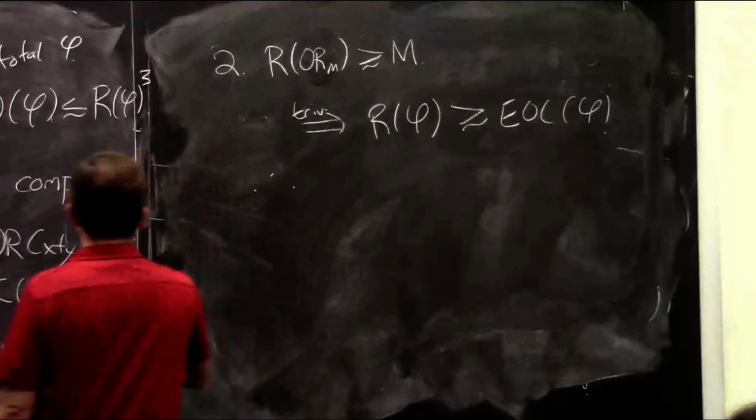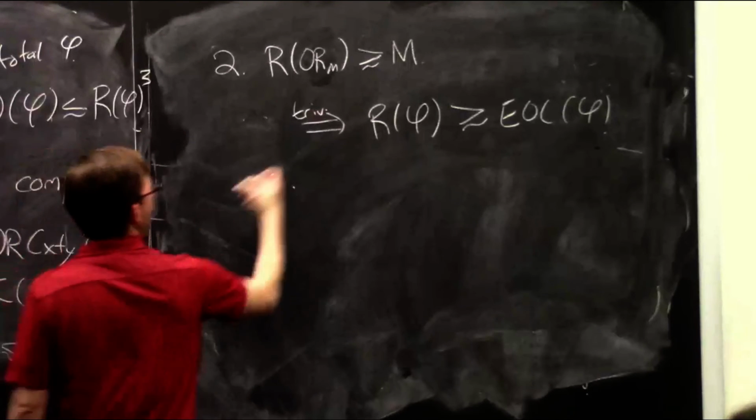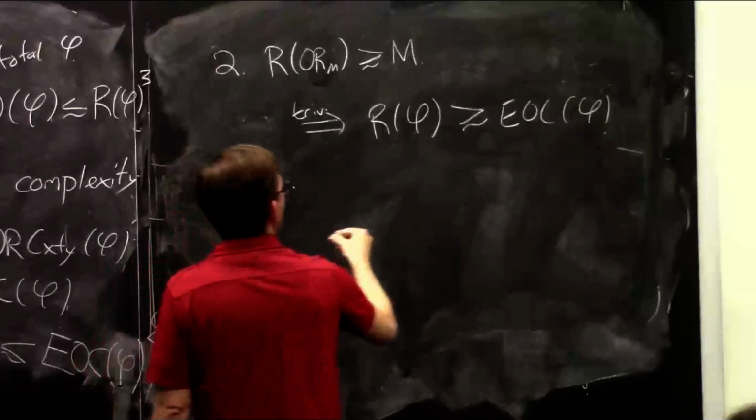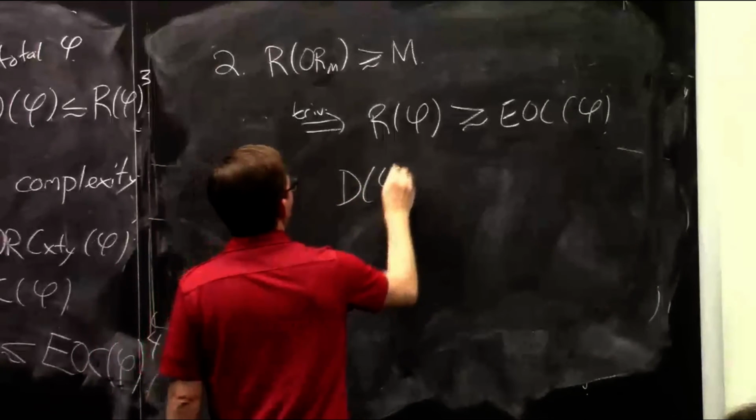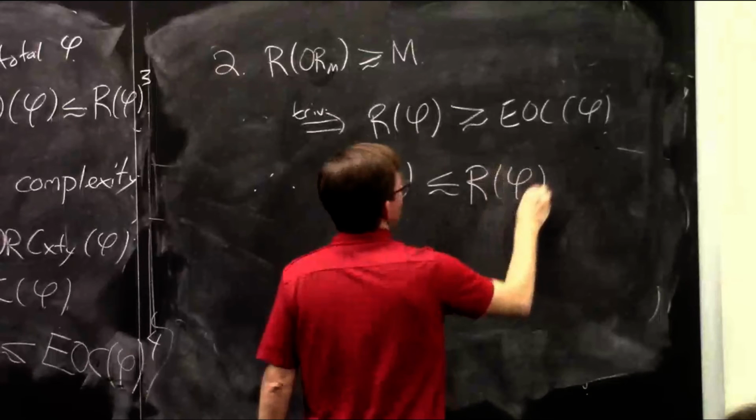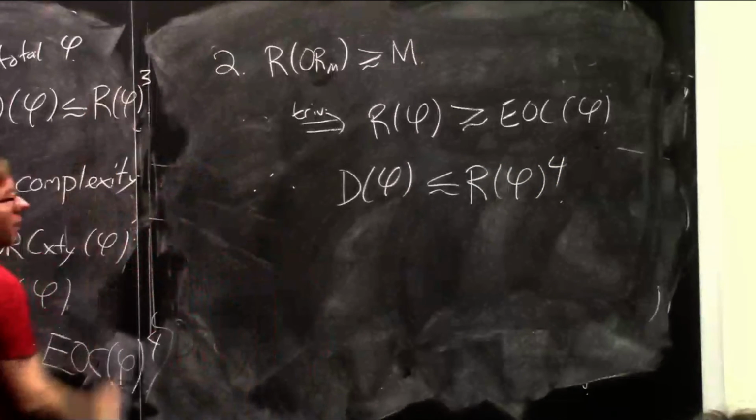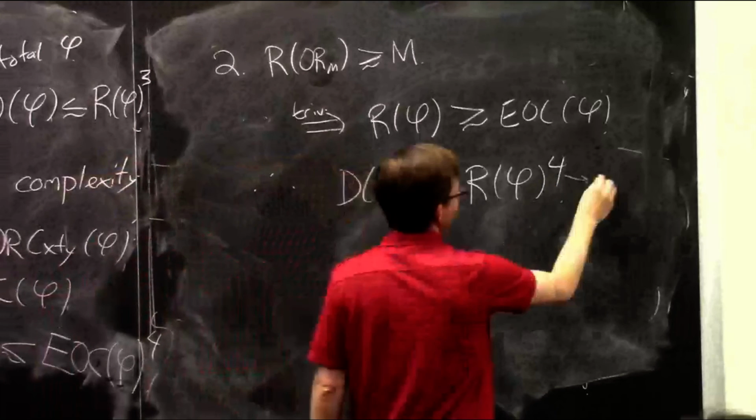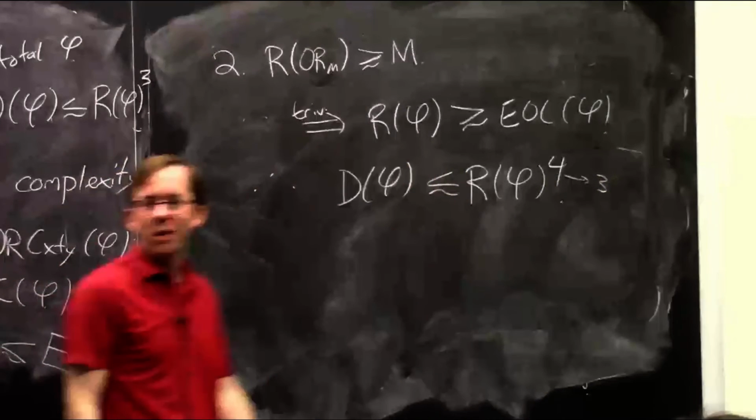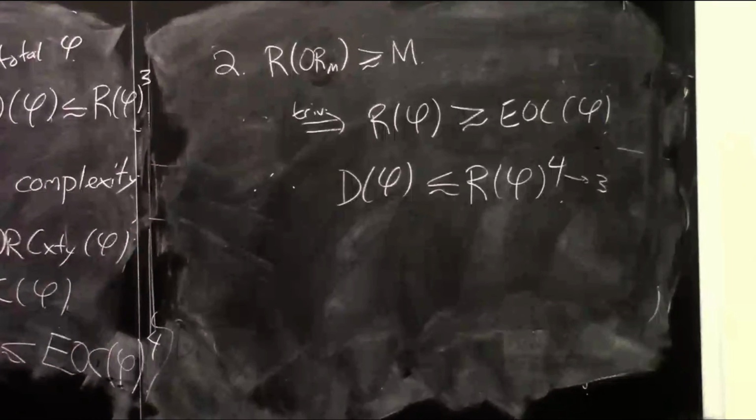OK, and then if you just chain together this, this and this, you get that D of phi, just combining 1 and 2, is at most R of phi to the 4th. Well, I said you got 3. OK, you can add some trick somehow, and you can get it down to a 3. But let's just leave it at 4. The philosophical import is the same, whether it's 4 or 3.